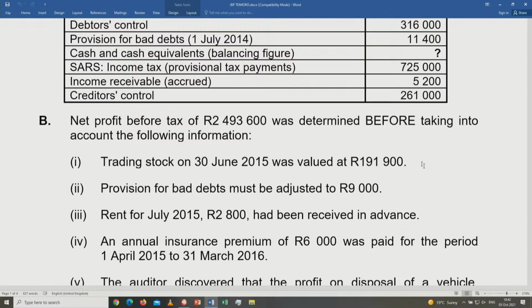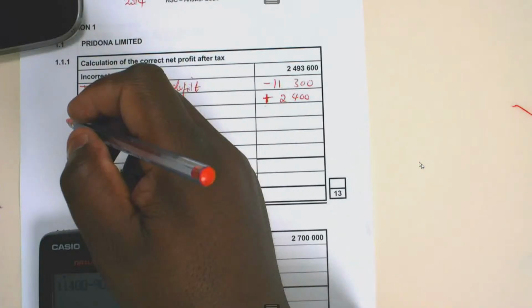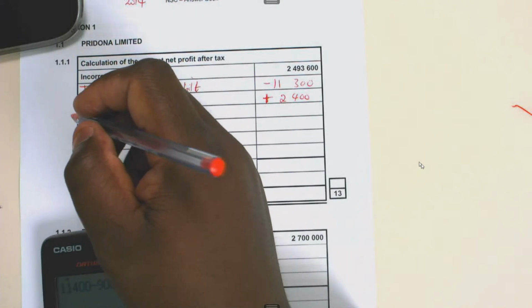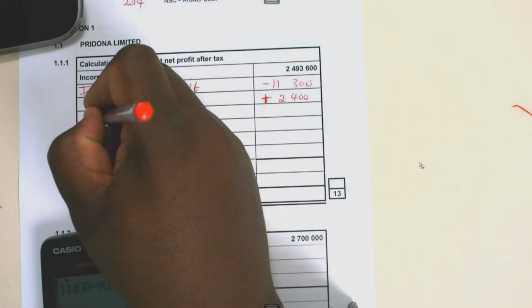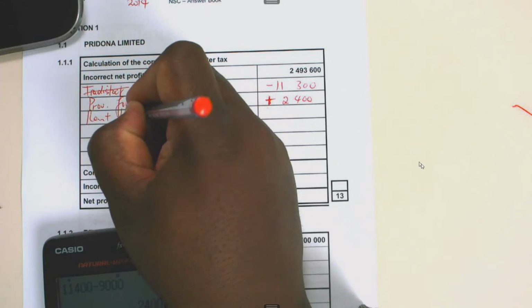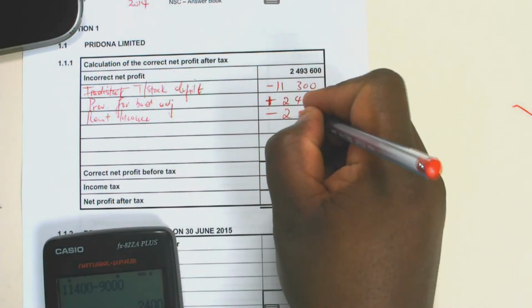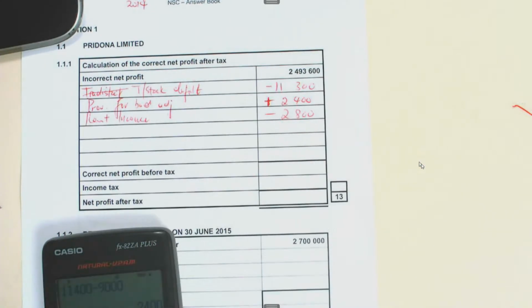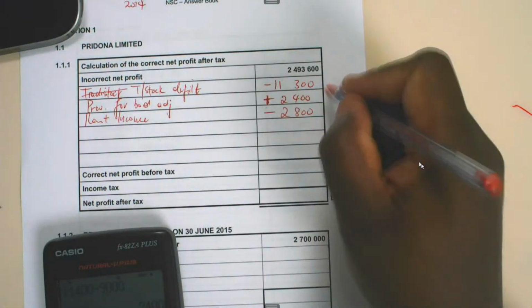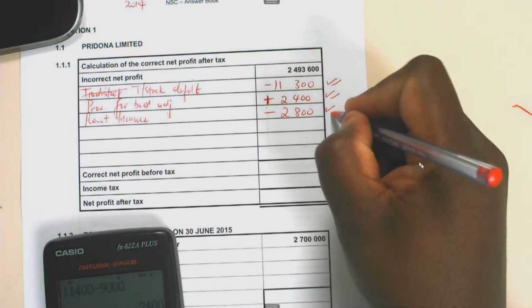Now, with regards to this one, this is a rent that we have received in advance. Rent that we have received in advance to the value of 2,800. Therefore, we will subtract. We'll write here rent income, and then we subtract 2,800. Name 2 marks, 2 marks, 2 marks.